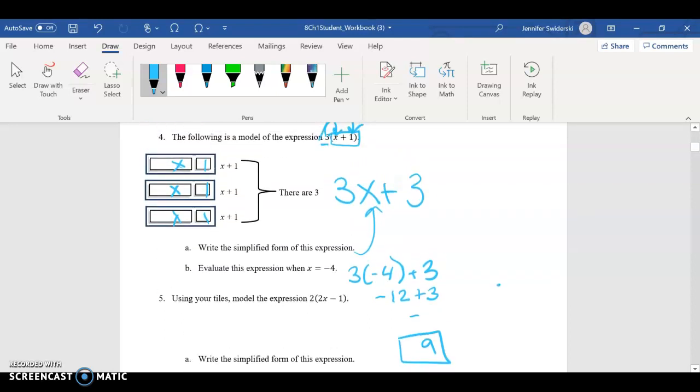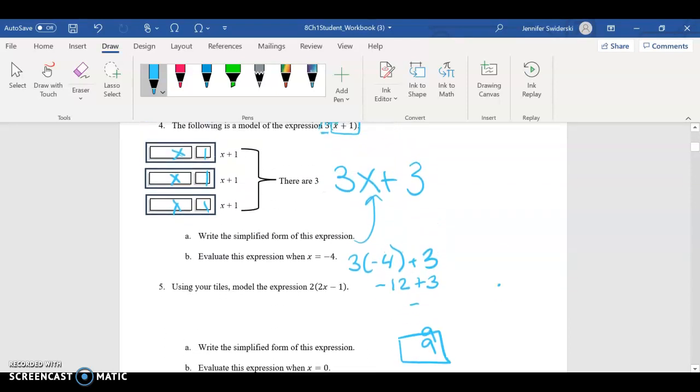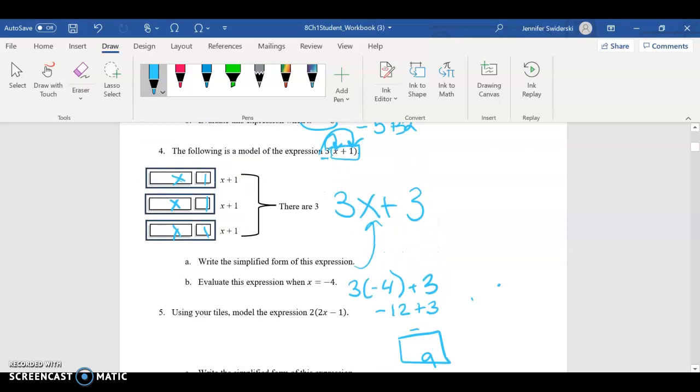Okay, it says using your tiles, model the expression 2 times the quantity of 2x minus 1. I'm going to draw this one with you, okay? So hear me out. Let's start with what's in parentheses, 2x minus 1. So how could I draw that? Well, here's 1x, 2x, -1 will be shaded. All right, and there's 2 of these sets, so 2x minus 1.